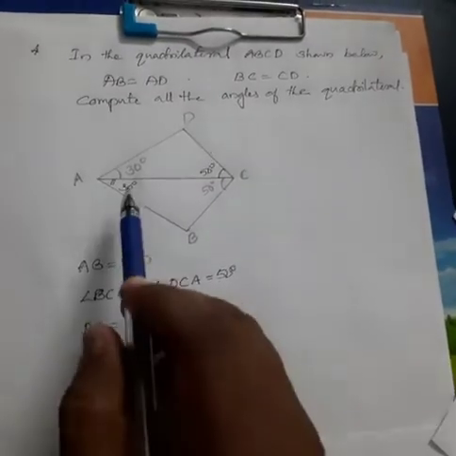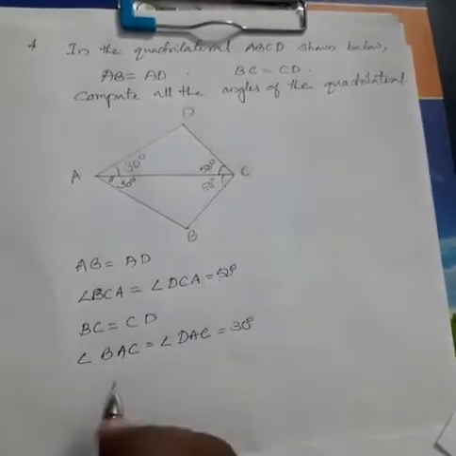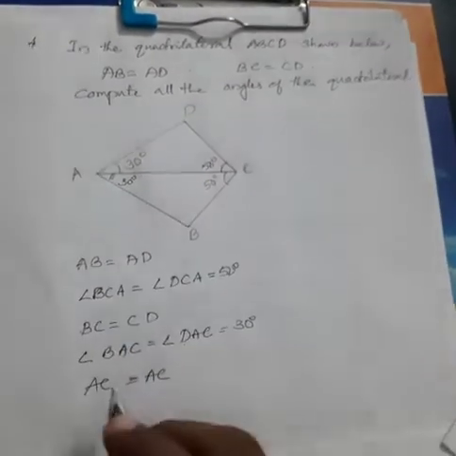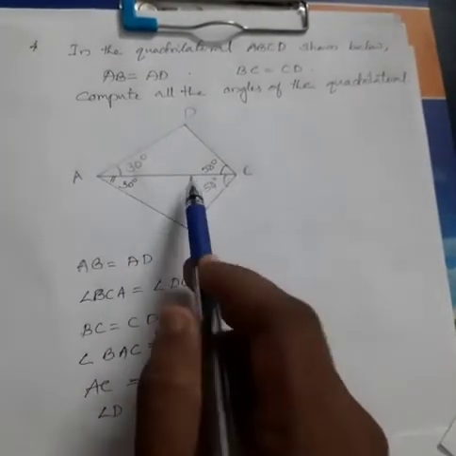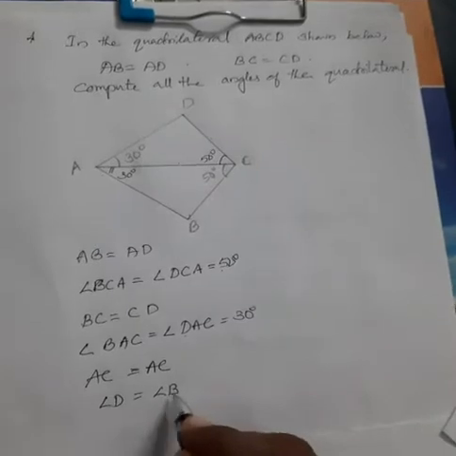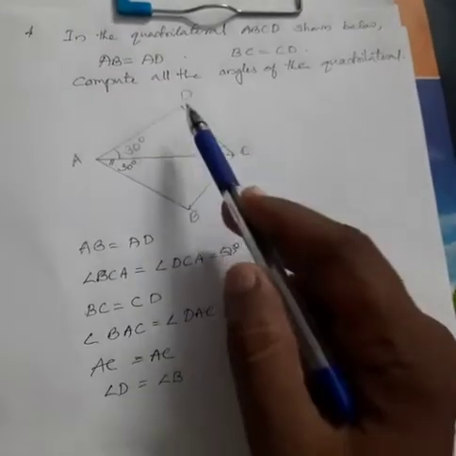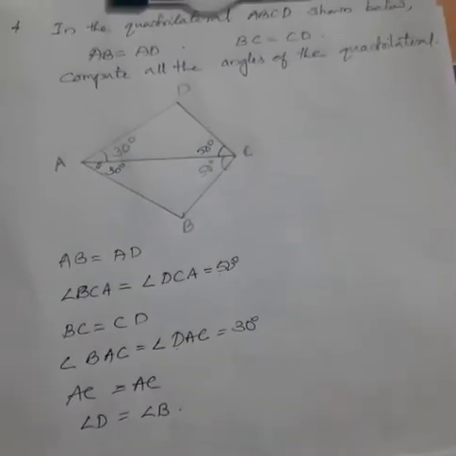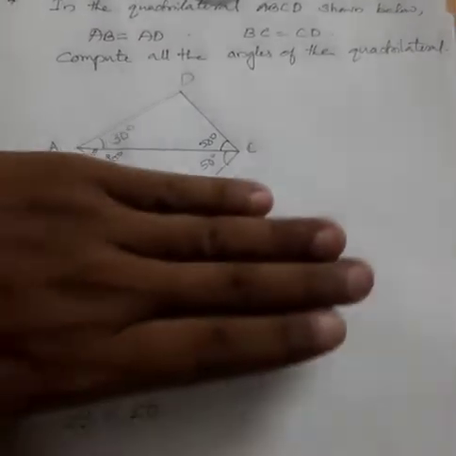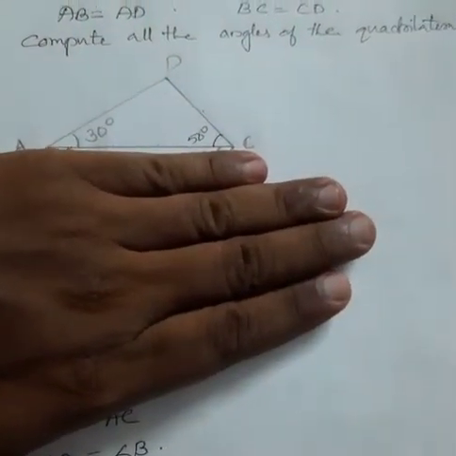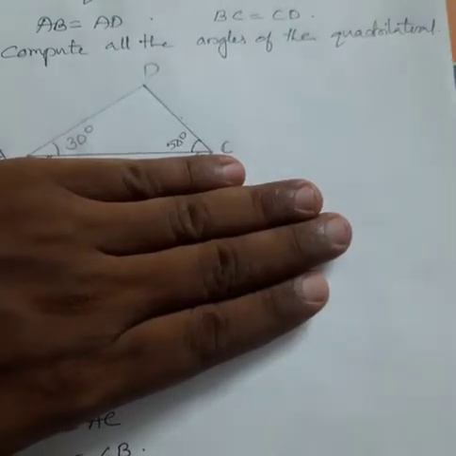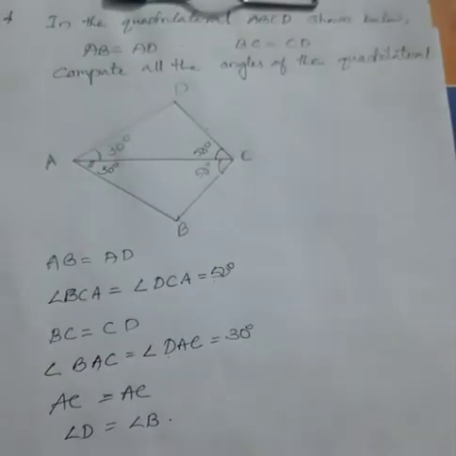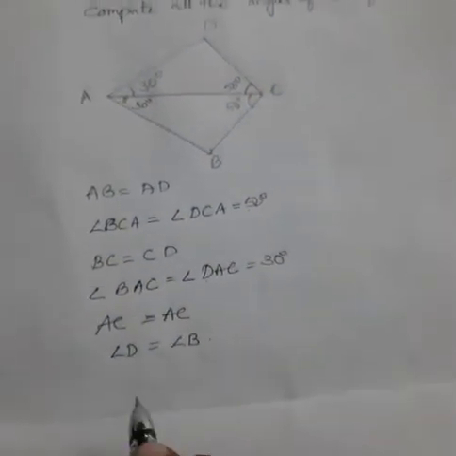Then the third side of the triangle is common. AC is common for both the triangles. So opposite of this side is angle D, and opposite of this one, in this triangle, it is angle B. So angle D and B is not given, but if you consider the first triangle, one angle is 30, the second angle is 50. So you can find out the third angle easily. The sum of angles is 180. So using that, you can find out the third angle.